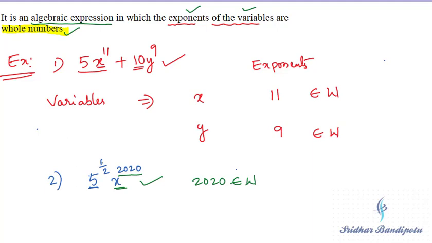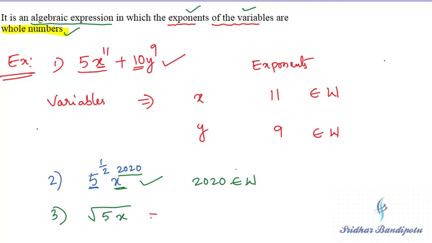Don't think 1 by 2 is the exponent, so it is not a polynomial. No, 1 by 2 is the exponent of 5. The condition is there for the exponent of the variable. Okay? So that's why we can say it is polynomial. Let's take another example. Under root 5x. Now, can we say it is a polynomial or not?